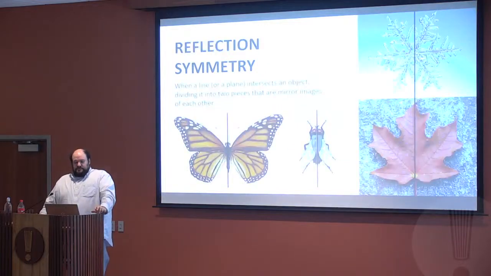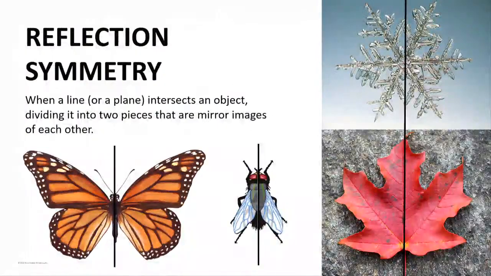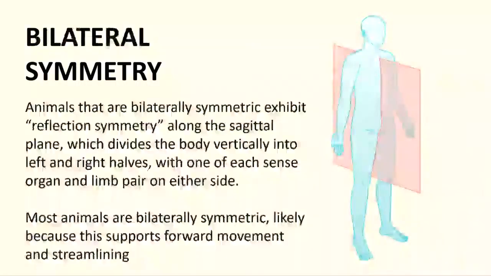So where do we see symmetry in nature? First of all, this reflection symmetry, or symmetry along that axis, is one example. When a line, or a plane if we're talking about three-dimensional objects, intersects an object and divides it into two pieces that are mirror images of each other, the object is said to have reflection symmetry. We see a lot of that with things like this leaf, insects, even the human body.